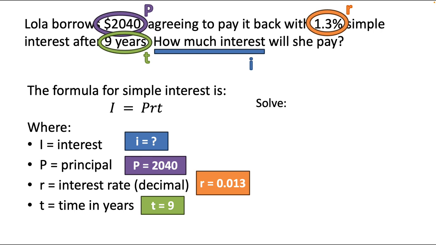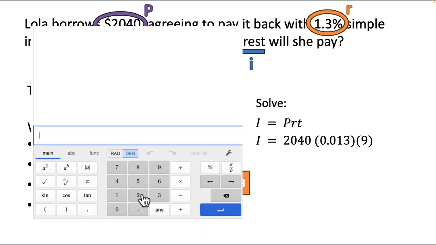Now let's go ahead and solve for I by plugging all of the values into our equation and then solving for I. So I is going to be equal to 2,040 times the quantity 0.013 times 9. We do not need to use algebra here to rearrange this formula. Since I is already isolated and that is what we're trying to solve for, all we need to do is plug these values into our calculator to multiply them together.